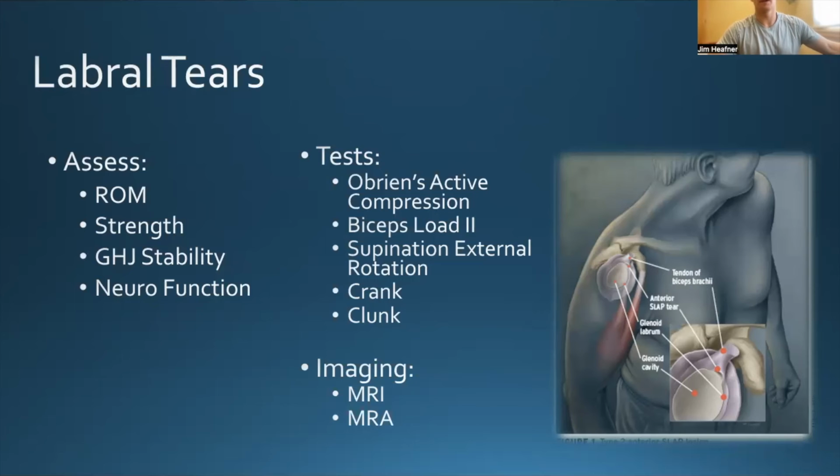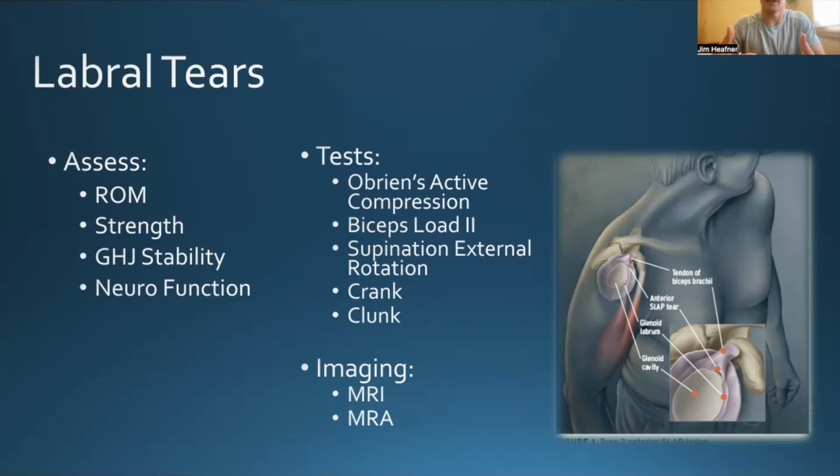So we talked about how the proximal bicep attaches into the labrum. So the next thing we're going to go over is labral tears. And when someone comes in, well, first of all, you can see the special tests here are very similar to the bicep tendon testing. Here we have an O'Brien's active compression test, the bicep load 2, that's the supination external rotation test again, and then the crank and the clunk test. Those are the two other ones that we can add in here. Again, not the best diagnostic accuracy on these tests. So from a true understanding, we need to rely on imaging, like an MRI.